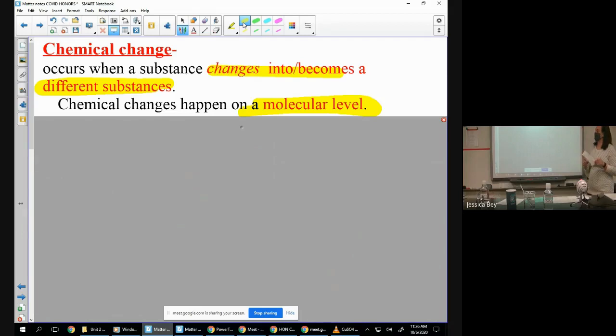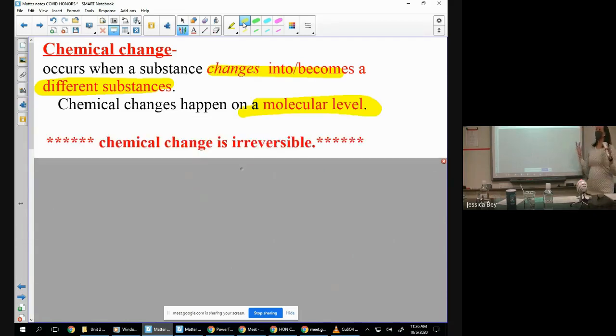Perfect. You get something new, happens on a molecular level, and these are notoriously irreversible. They're not easy to get back. Now, you can do another chemical change on them, but you can't be like, yo, I didn't mean that. Can you just like undo that? Can you boil that away? That's not the way it works with a chemical change.